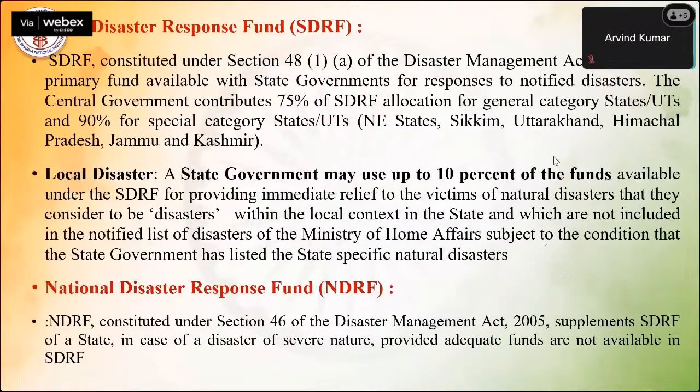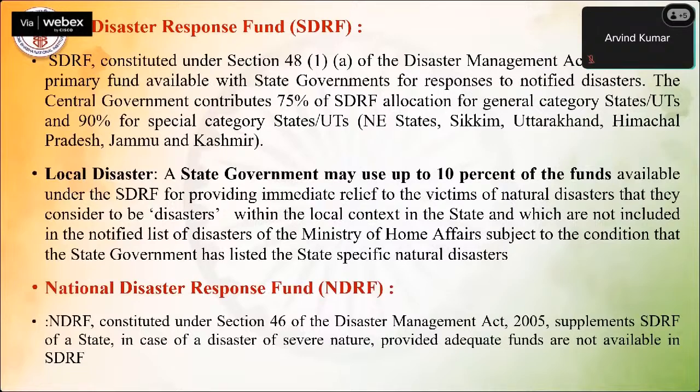Now, SDRF constituted under the section is the primary fund available with the state government for response to these disasters. This portion is repeated, so I will skip it. Then the state government may use up to 10% of the funds available under the SDRF for providing immediate relief. See, in a disaster, time is important.